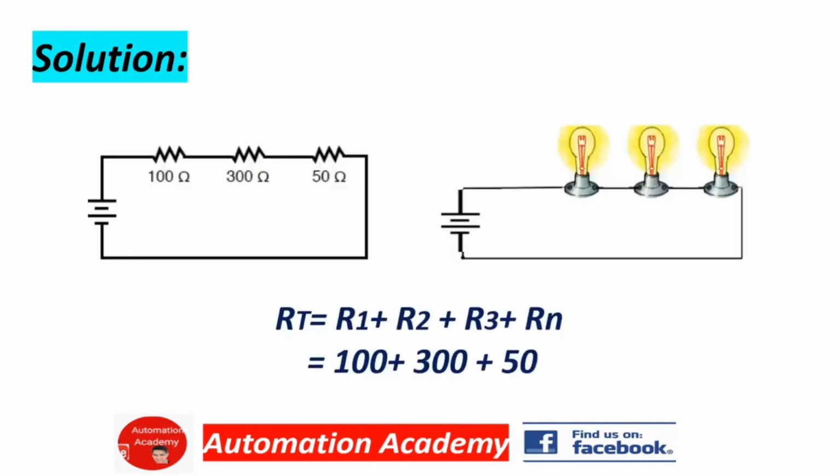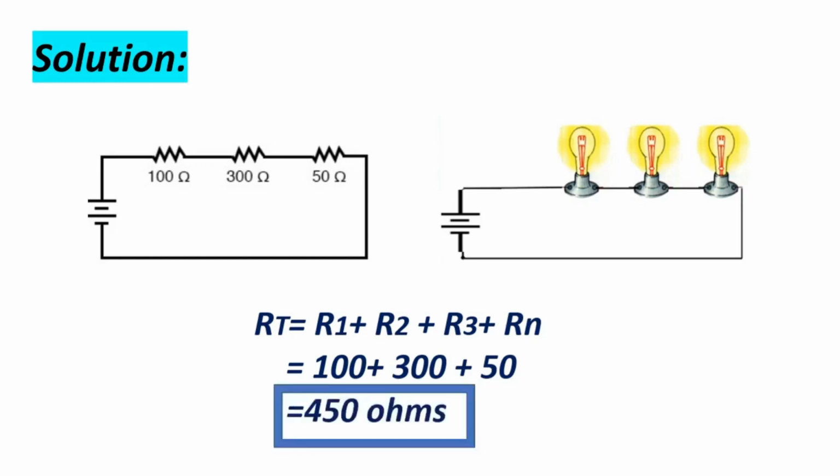The formula of series circuit, RT equals R1 plus R2 plus R3, and so on. And now we're going to substitute the value of each resistor or bulb. R1 is equal to 100 ohms, R2 is equal to 300, and R3 is equal to 50. We are going to sum it up. The answer is 450 ohms.